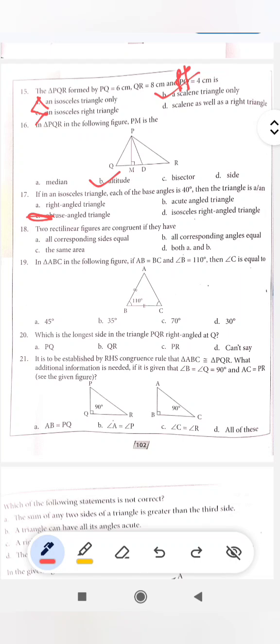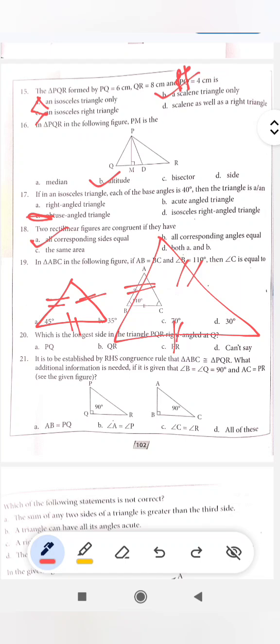So all the corresponding sides are equal. We cannot take only the angles are equal. See here one example I am giving, one equilateral triangle. Here all the sides are equal. This one is also another equilateral triangle whose all the sides are equal. And we know that if the sides are equal, each angle will be 60 degree. So here also each angle will be 60 degree.